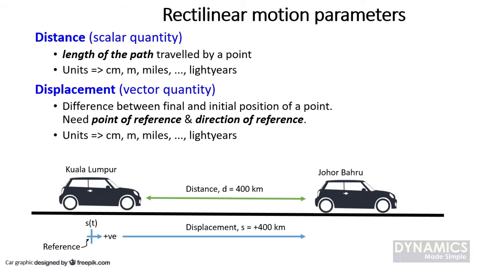If we want to know where Ali traveled from and to, the distance parameter is not enough. We need to use the displacement parameter instead, since displacement contains the point of reference for motion as well as the direction of motion. Displacement is a vector quantity with a unit of length. In simple words, distance is the magnitude of displacement. Displacement may also be time dependent.